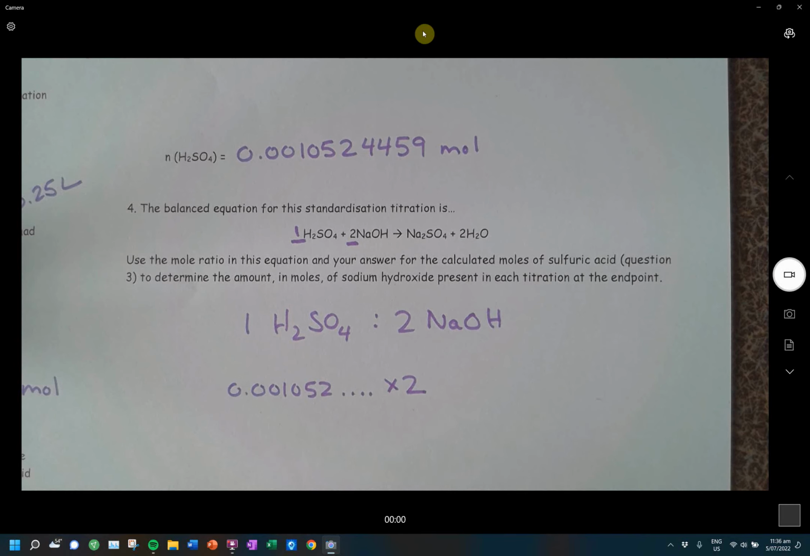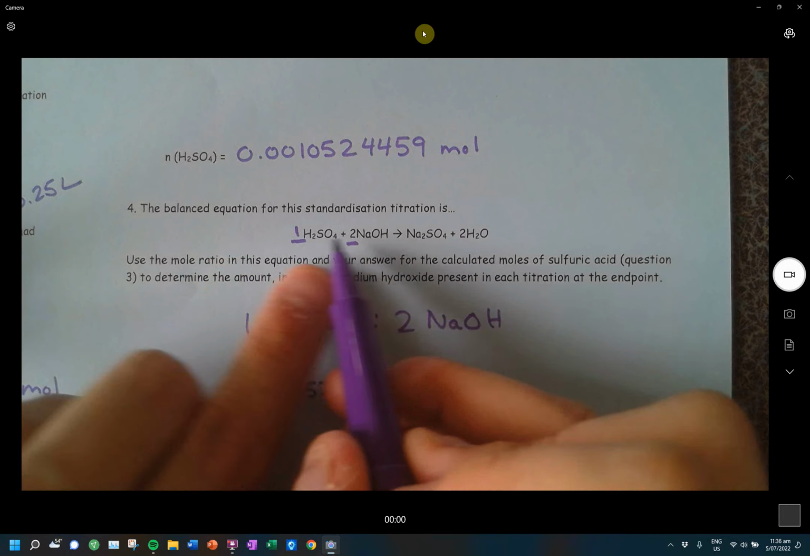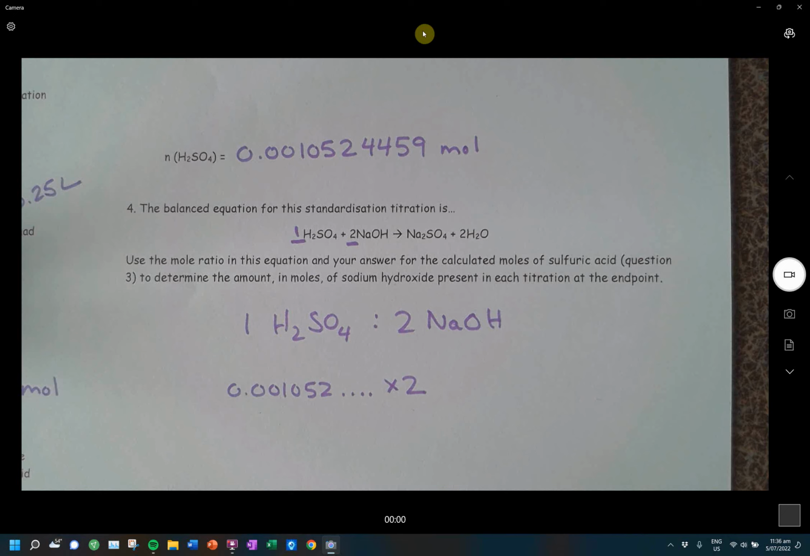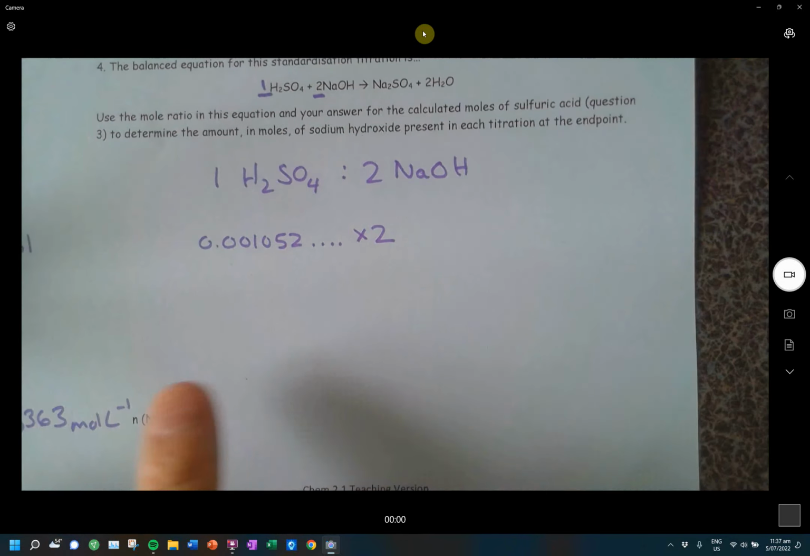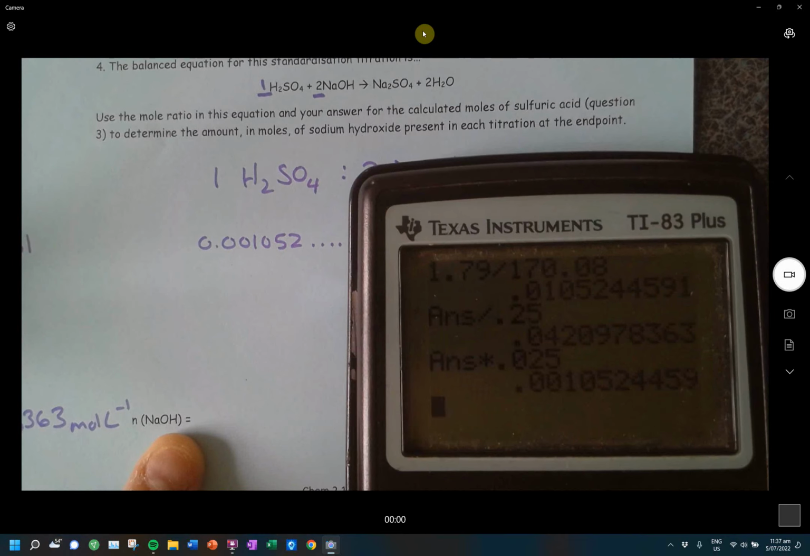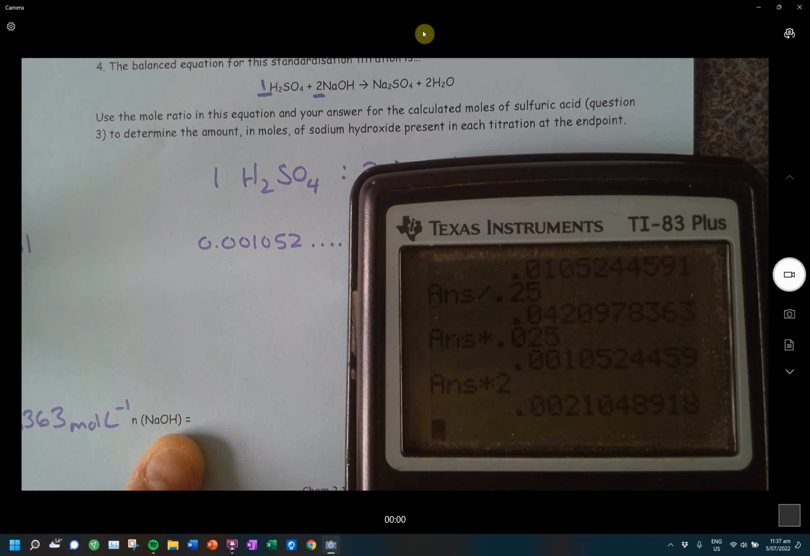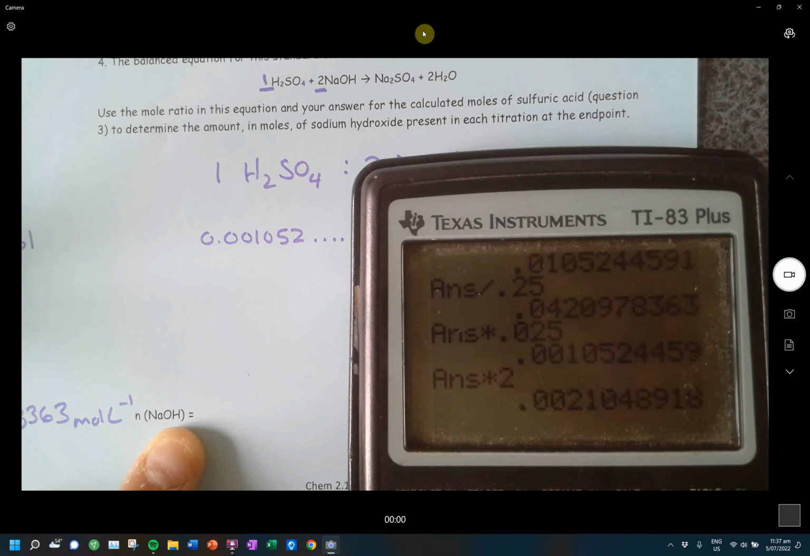If this was a 2 and that was a 1, what would I do instead? Divide by 2. Don't worry, I'm going to give you guys plenty of practice problems. So for this guy over here, I am taking that number, timesing it by 2, and writing that new answer there. I don't know if you guys can see my calculator. Now you can see it.